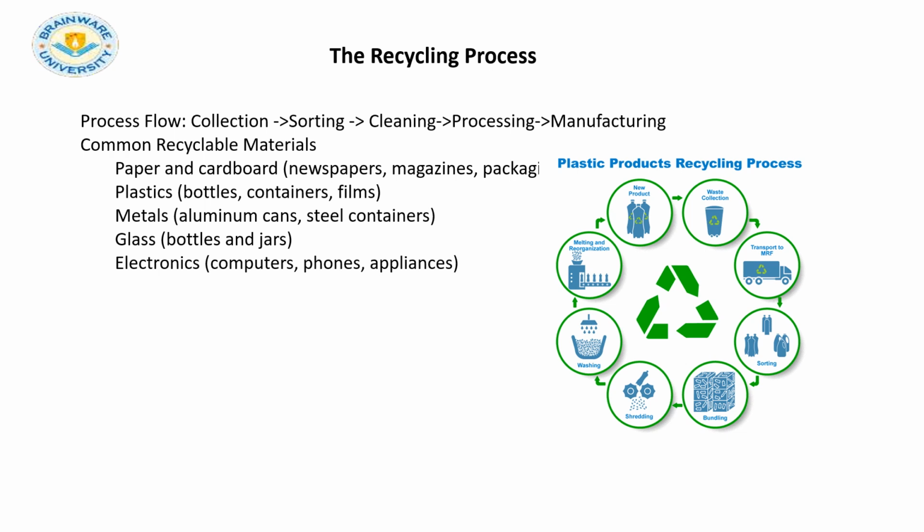Next, we will discuss the recycling process. The recycling process mainly starts with the collection, then it goes with the sorting part. We sort the different types of waste, like biodegradable and non-biodegradable. After that comes the cleaning process, and after the cleaning process is executed, we go with the processing and ultimately the manufacturing process.